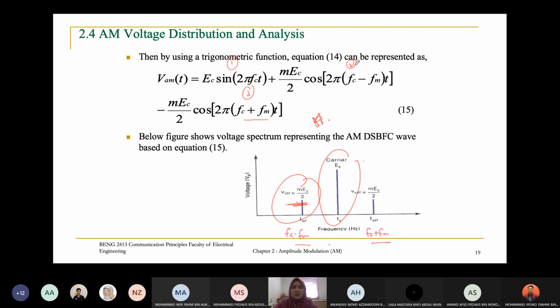You must make sure that for the lower side frequency, this is minus. So it is quite easy to remember this one. If the question asks you to give the VAMT expression, you must give the expression together with the values: EC, FC, the value of FC minus FM, the amplitude for the USF and LSF, and also FC plus FM.